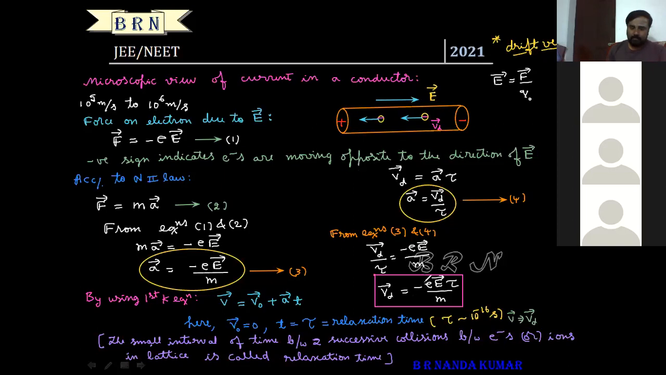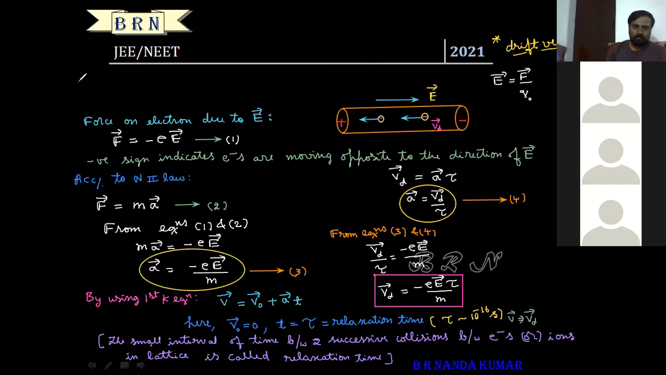So what is the significance of the negative sign? The direction of drift velocity is opposite to the direction of applied electric field. So vd vector is equal to minus e vector tau divided by m. If we apply magnitude, we get just e tau divided by m. If they ask to derive the expression for drift velocity, you have to do this derivation neatly. This is a very important 3-mark derivation.